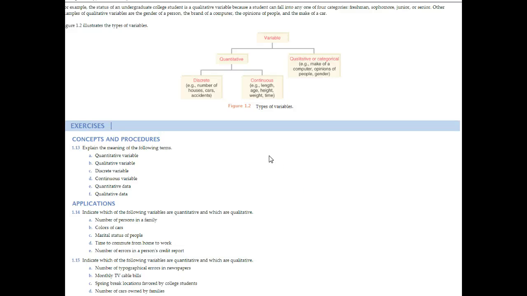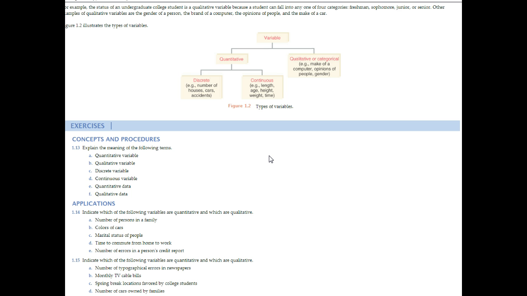What are the types of variables? Two basic types are what? Quantitative and qualitative. And what's an example of a qualitative variable? Color. Maybe the color of a car. Right. Okay, good.